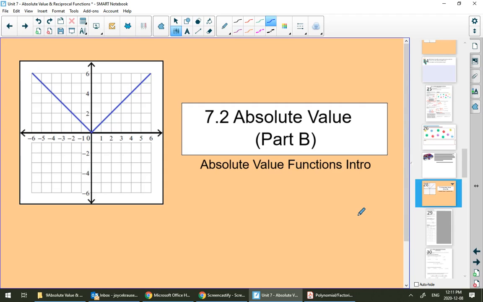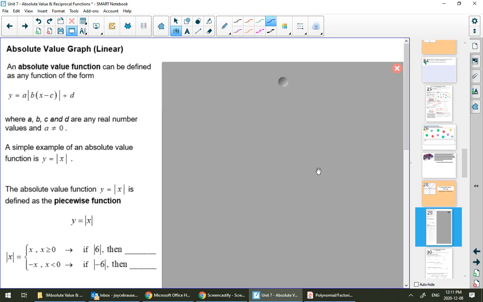Welcome back. Today we're going to be taking a look at part 2 of our absolute value lesson. In the previous section, we looked at the definition of absolute value and we did some computations. In this part of the lesson, we're going to be taking a look at absolute value functions. And specifically, we're going to be looking at linear functions being turned into absolute value functions.